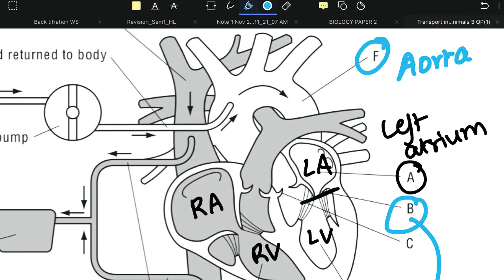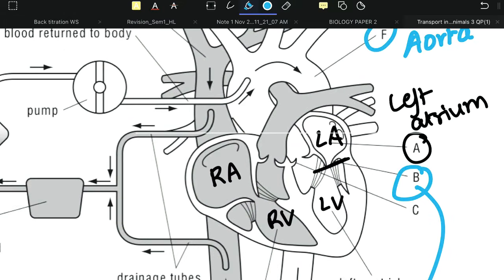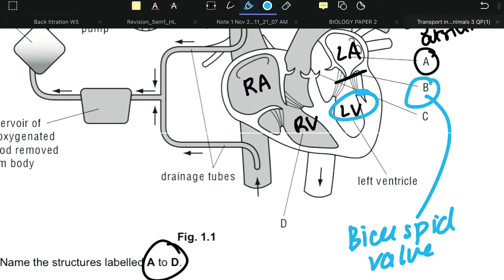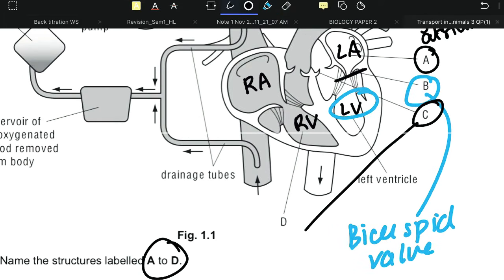Why is it aorta? Because it's bringing the blood out of the left ventricle to the rest of the body, right? That's how we remember aorta. It brings the blood out of the left ventricle to the other parts of the body. Now, when we look at C, we need to understand that F is the aorta. So automatically the connection between the aorta and the left ventricle would be a semilunar valve. So C is a semilunar valve. All right.